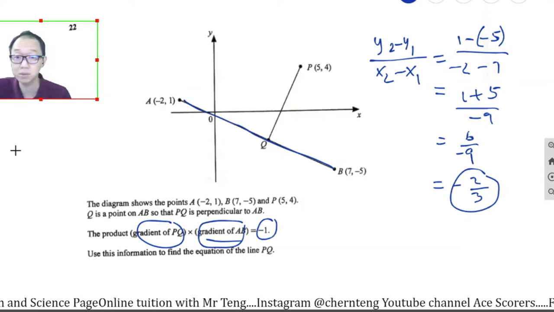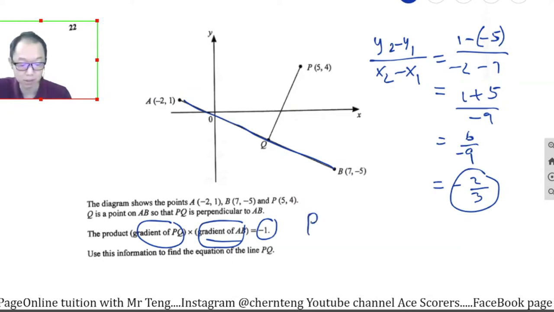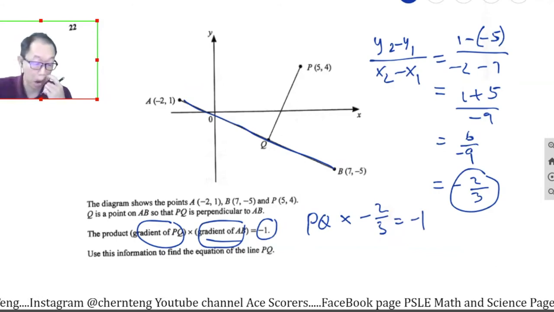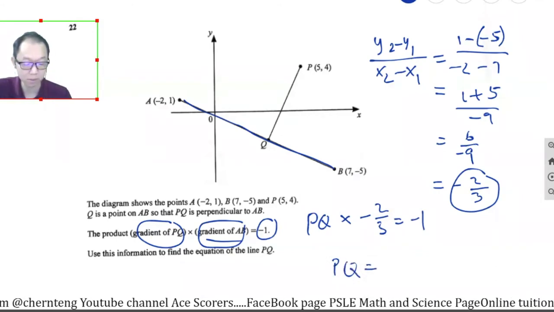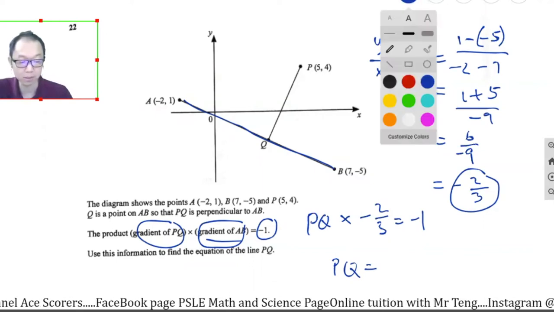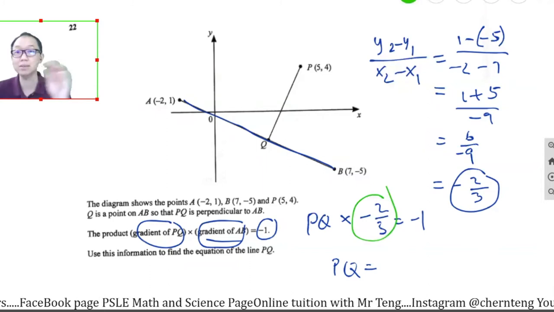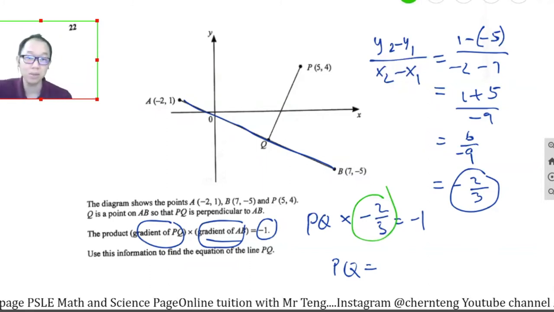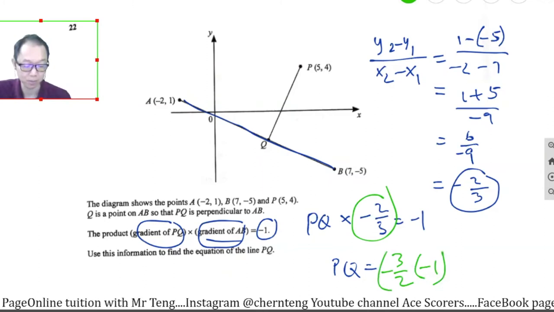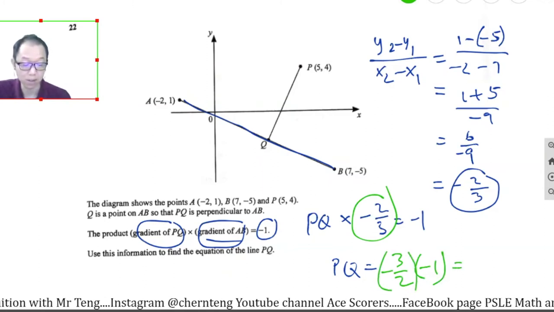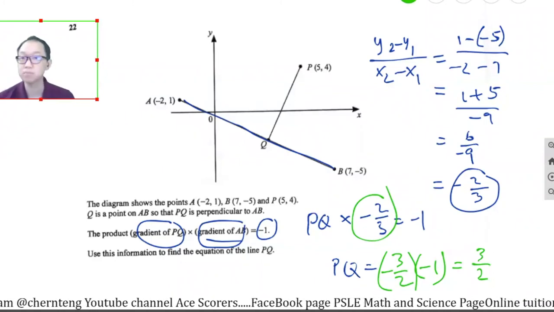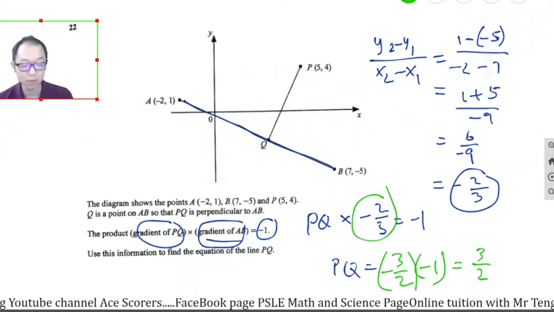So I can find the gradient of PQ. How do I do that? Just put it into the formula. So PQ times -2/3 equals to -1. When I put it to the other side, because here is multiplied, it will be 3 over 2 negative times negative 1, which will give me positive 3 over 2. So the gradient of PQ is positive 3 over 2. Okay? So it's 1.5.